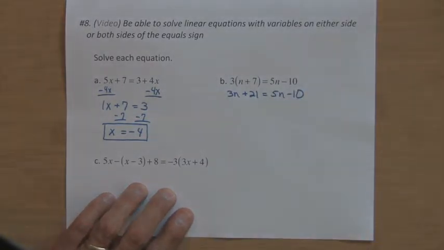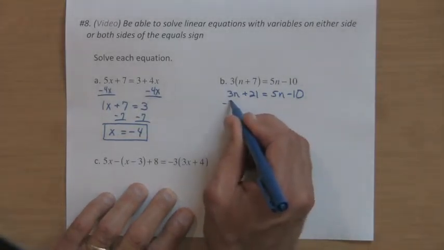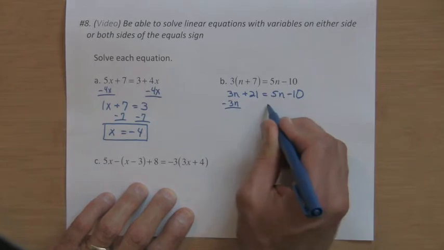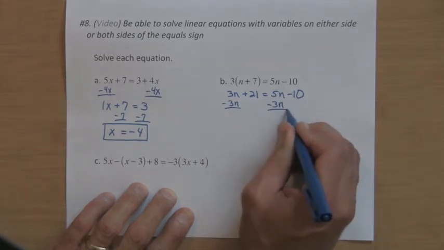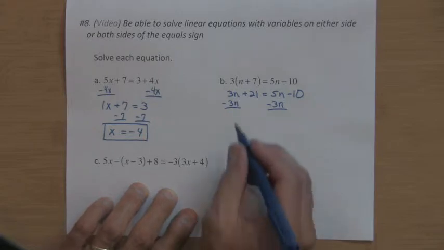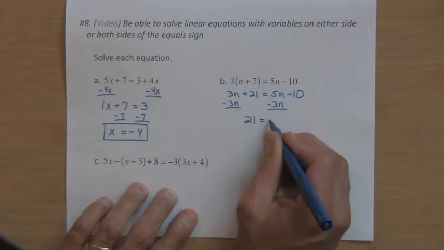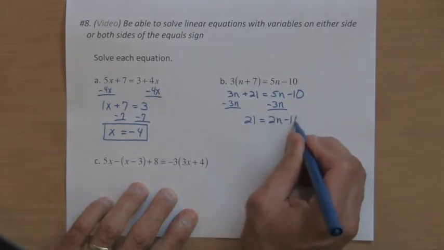And then all the variables need to come to one side. I could either subtract 3n to both sides or subtract 5n to both sides of the equal sign. I choose to do minus 3n to both sides to keep a positive number in front of the variable. That's a little bit simpler in the end. So this 3n minus 3n is 0, so I have 21 left equals 5n minus 3n is 2n minus 10.